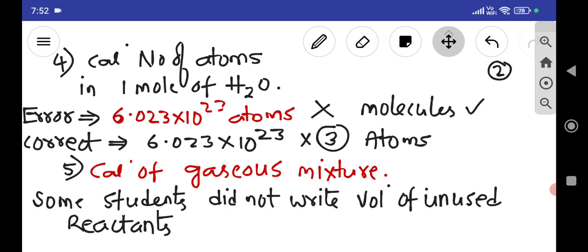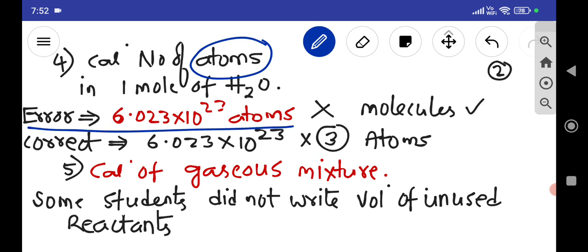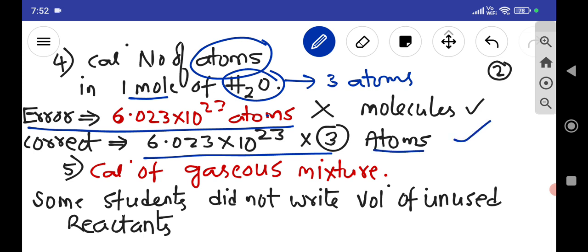Next one more error is calculation of the number of atoms in 1 mole of water they have given. So here it is very clearly mentioned to find the number of atoms, but what we will do, we will write down 6.023 into 10 power 23 atoms. But here in water we have 3 atoms, so atomicity is 3, therefore we have to multiply with 3, then you will get the correct answer.